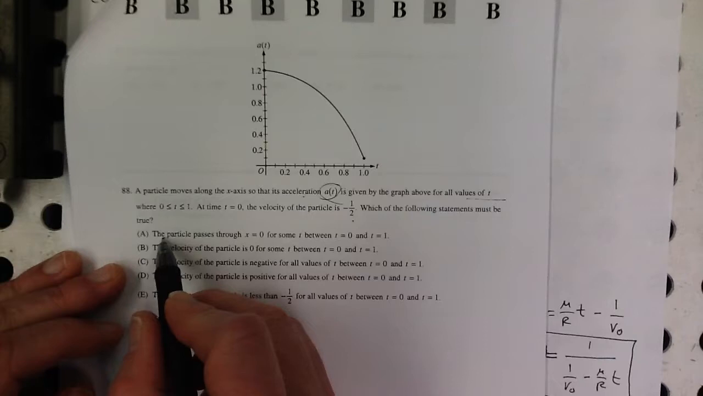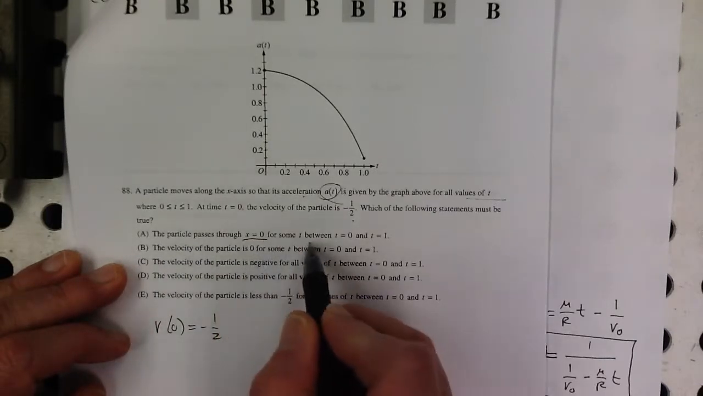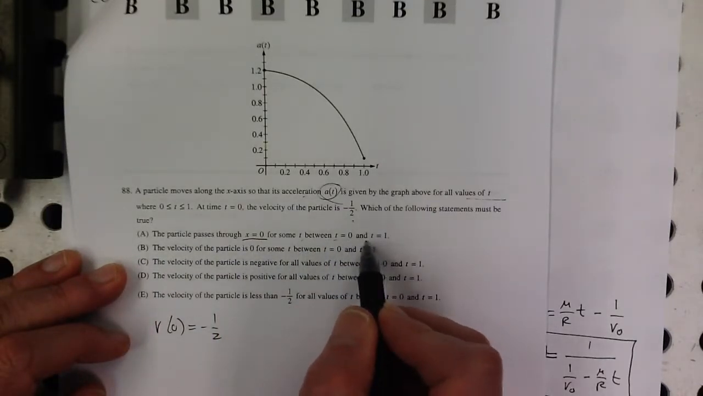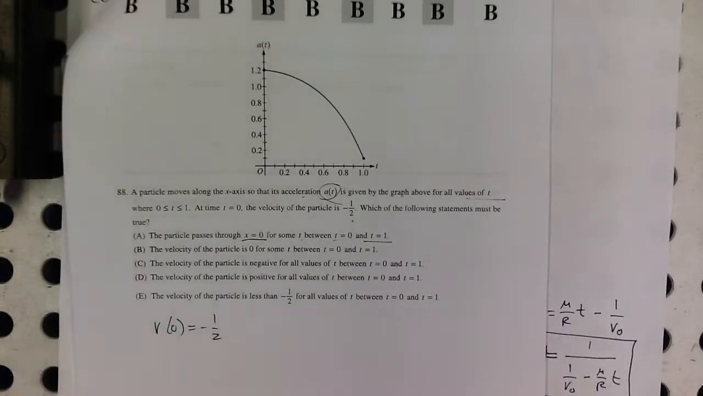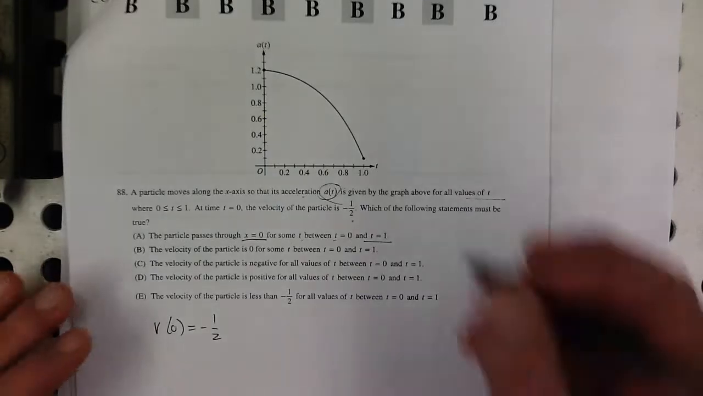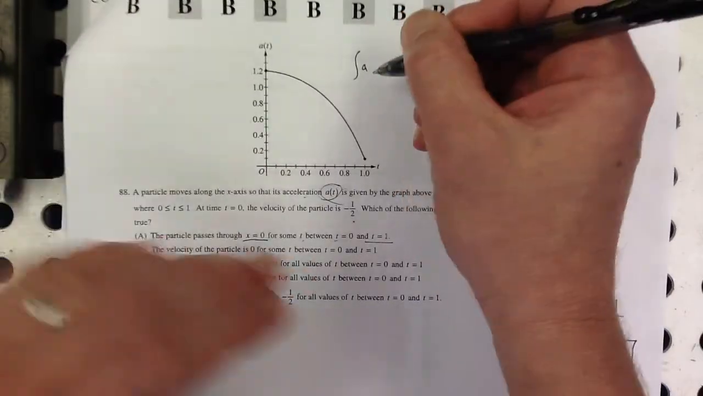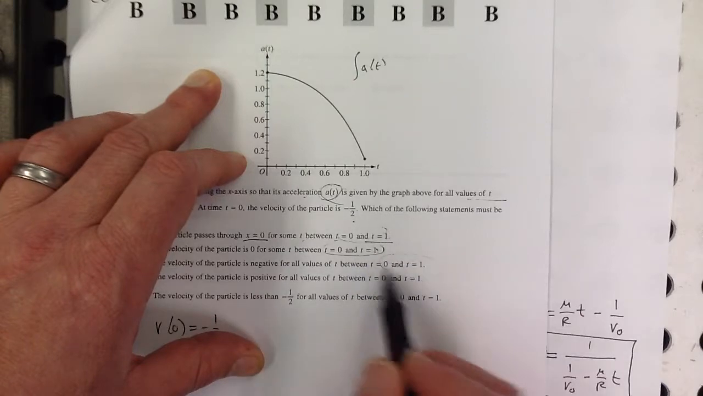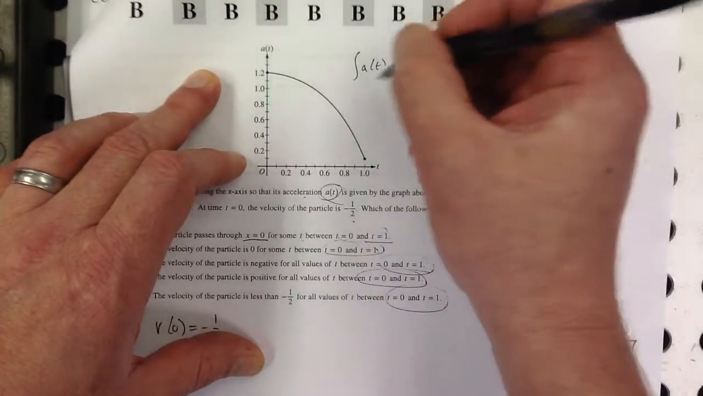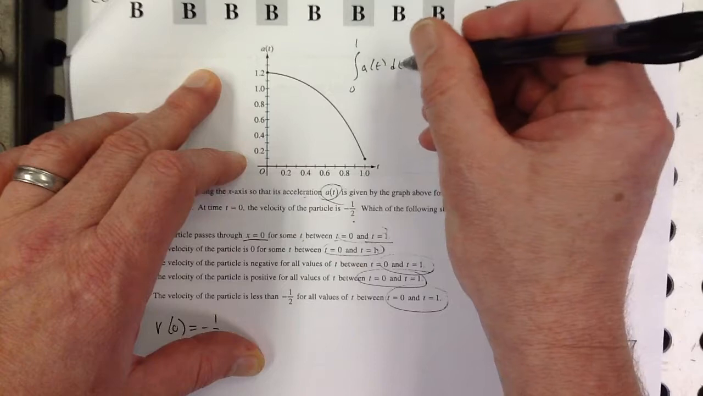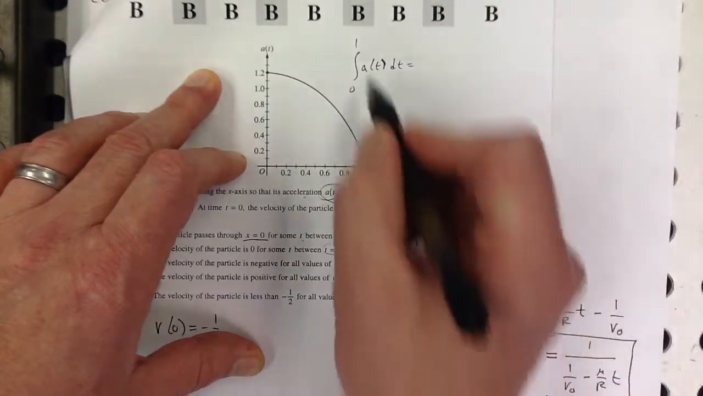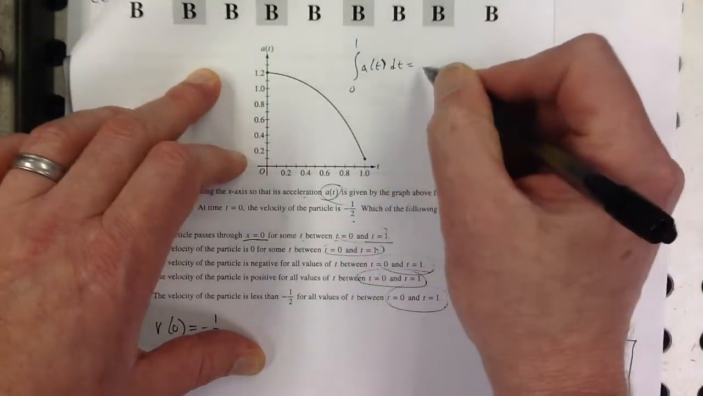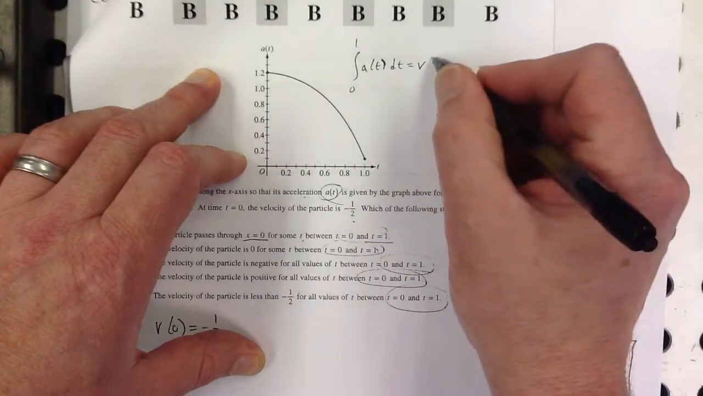Let's see. The particle passes through x equals 0 for some t between 0 and t1. Well, let's see. I think what I want to do here is a little bit of fundamental theorem. Before I start looking at these, they're all about between time 0 and 1. That's what I'm noticing here. So if I set up a fundamental theorem expression here between 0 and 1, the antiderivative of acceleration is velocity.